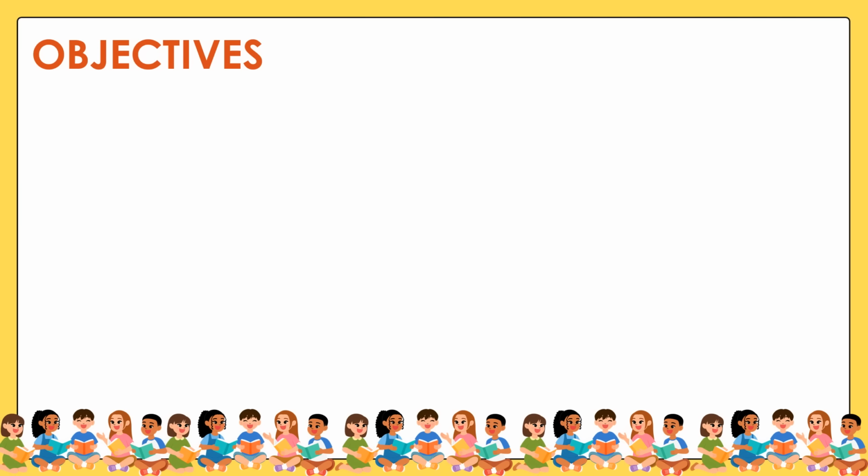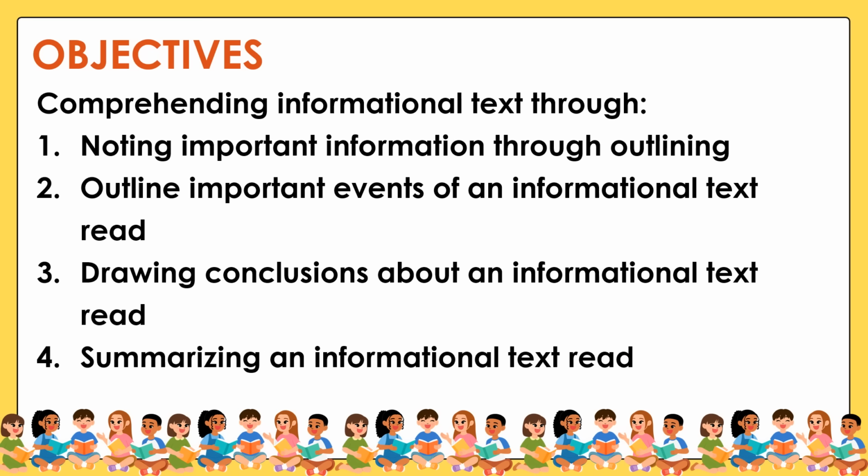These are the objectives for this lesson. Comprehending informational text through number 1, noting important information through outlining. Number 2, outline important events of an informational text read. Number 3, drawing conclusions about an informational text read. And last, number 4, summarizing an informational text read.